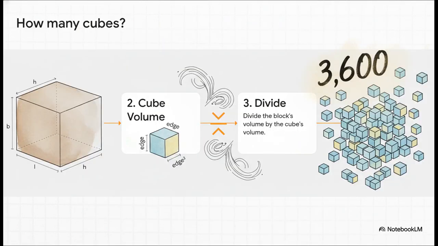So with that in mind, the solution is a really straightforward 3-step process. First, we use our formula to find the volume of the big block. Next, we find the volume of one of those tiny little cubes, and finally, we just divide the big volume by the small one. And the result? We can make exactly 3,600 small cubes from that one single block. I mean, how cool is that? It just shows you the power of these formulas.